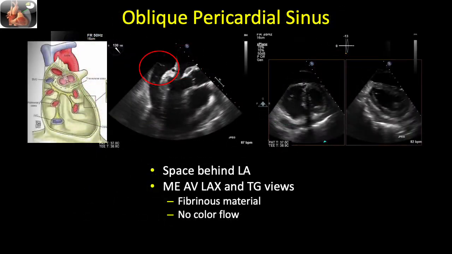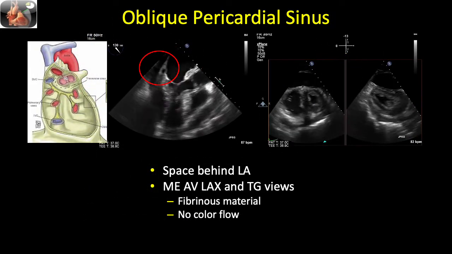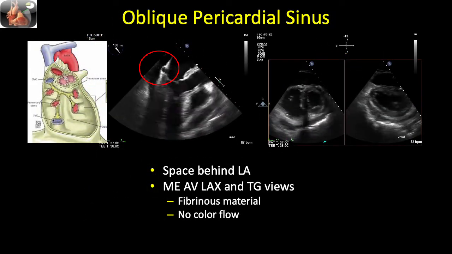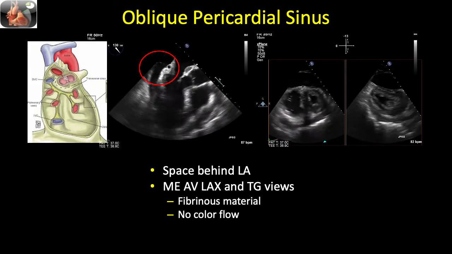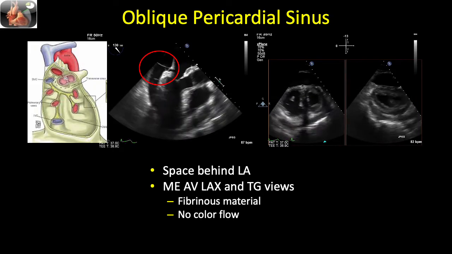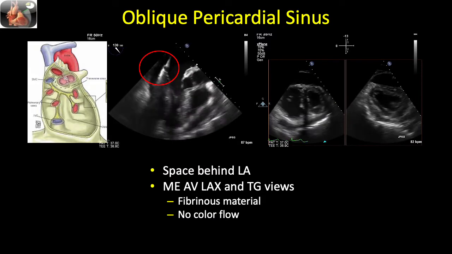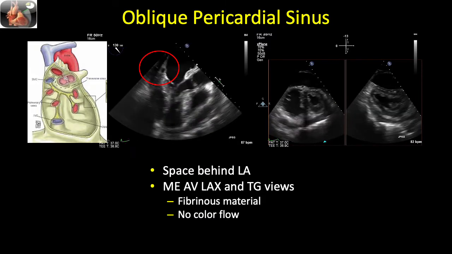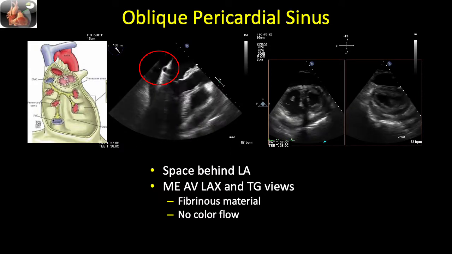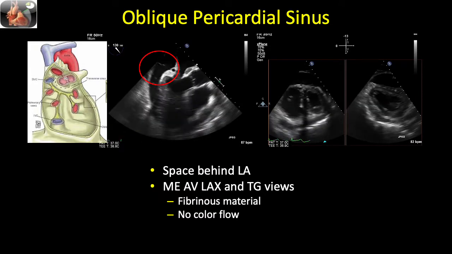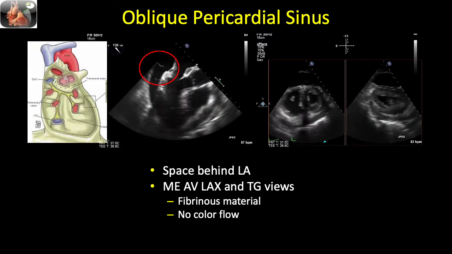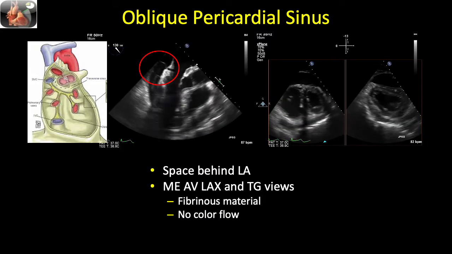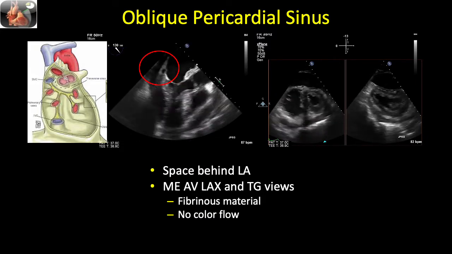Persistent left SVC. The oblique pericardial sinus is a space that lies posterior to the left atrium. It is best seen in the midesophageal aortic valve long axis and transgastric views. It is an echolucent space that contains a small amount of fluid. It also will have no color flow.